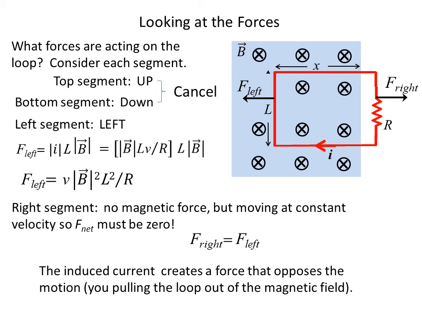So what is happening is that the induced current creates a force that opposes the motion. So F left is opposing the force to the right. That's the force where you're pulling the loop out of the magnetic field.